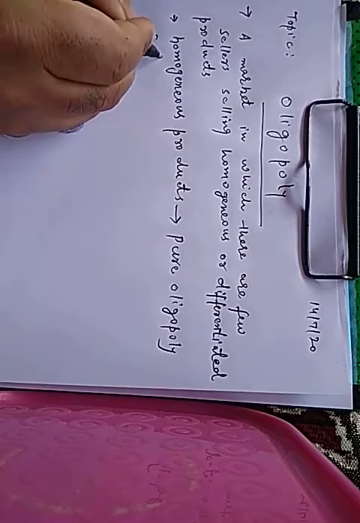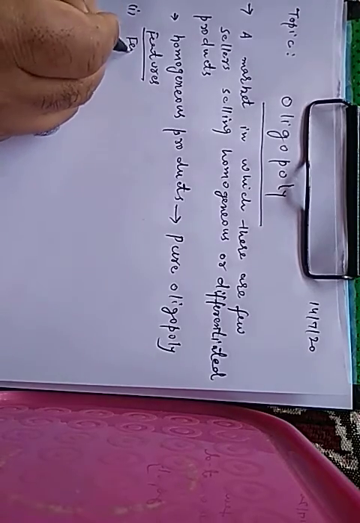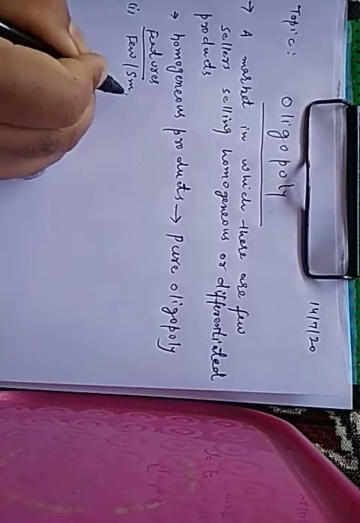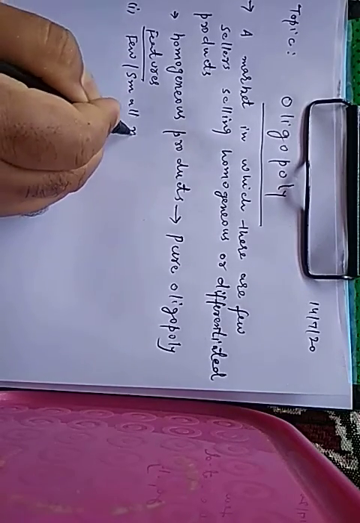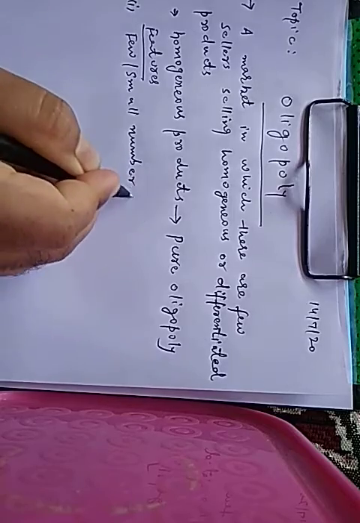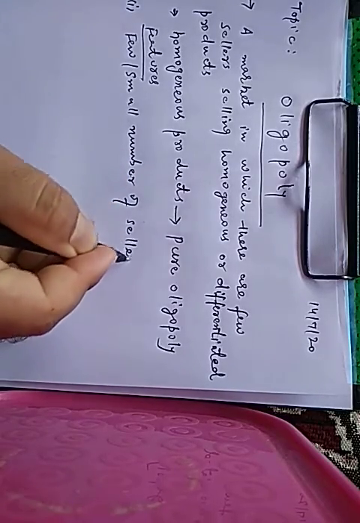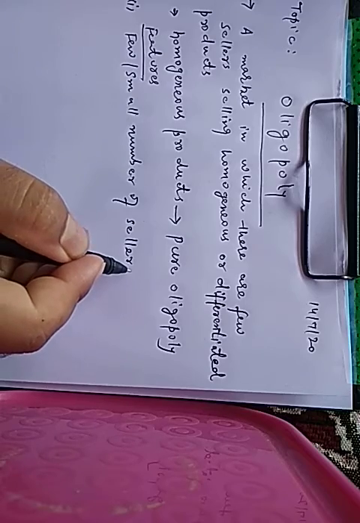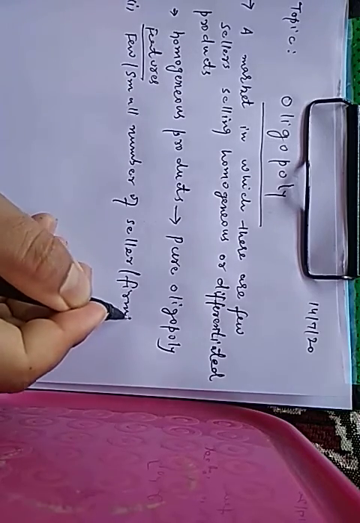Now we will learn some features of oligopoly market. Features. Number 1, few, or we can write small number of sellers, or we can write small number of firms. This is the first feature of oligopoly market.